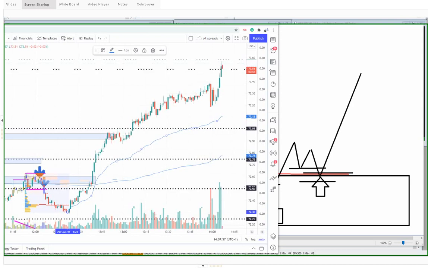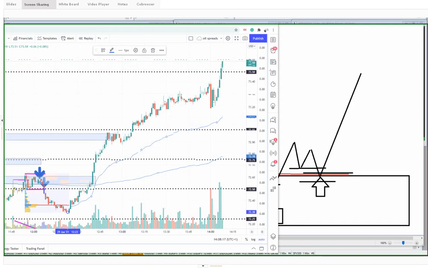Hey guys, this is fun. Journey of a spread trade, right? Go right from who's in control to we know who's in control.